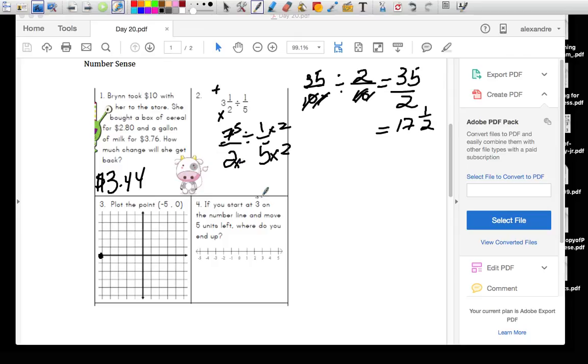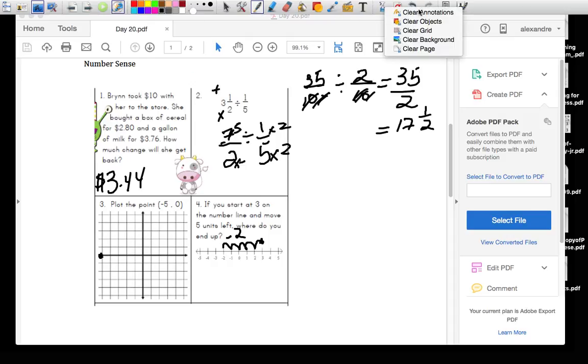Next, if you start on 3 on the number line and move 5 units to the left, where would you end up? So 3 would be right here, and you go left 5 times: 1, 2, 3, 4, 5. You end up at negative 2. Okay?